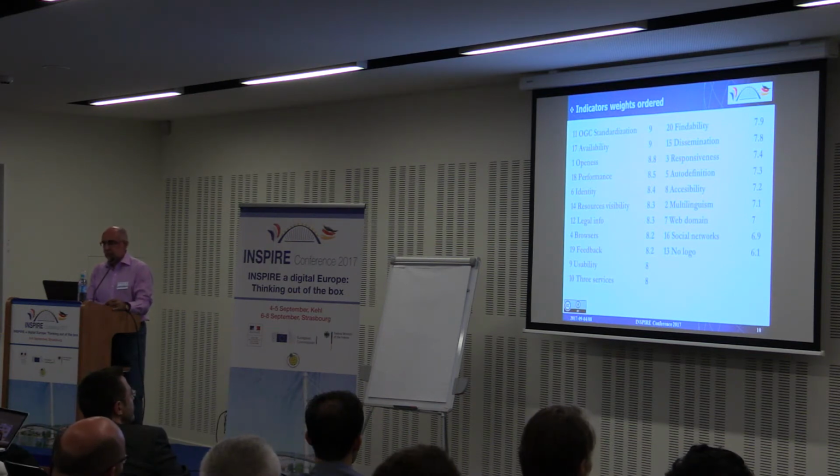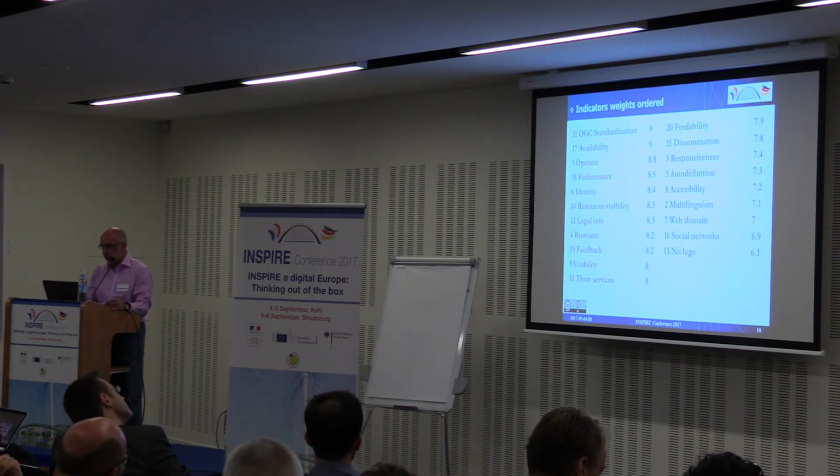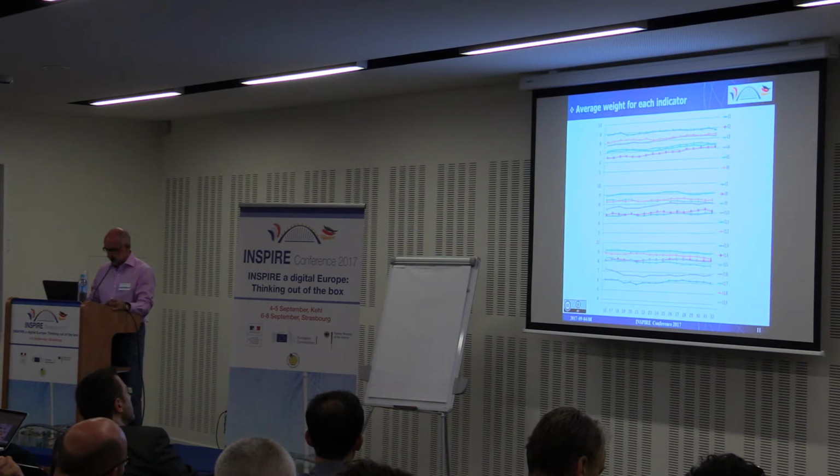We can see the indicators ordered by the weight provided by the expert consultants. The first of all was OGC standardization, and the last one, no logo: the criterion of not having any commercial brand in URLs or in any inappropriate place. The weights are also from 0 to 10.